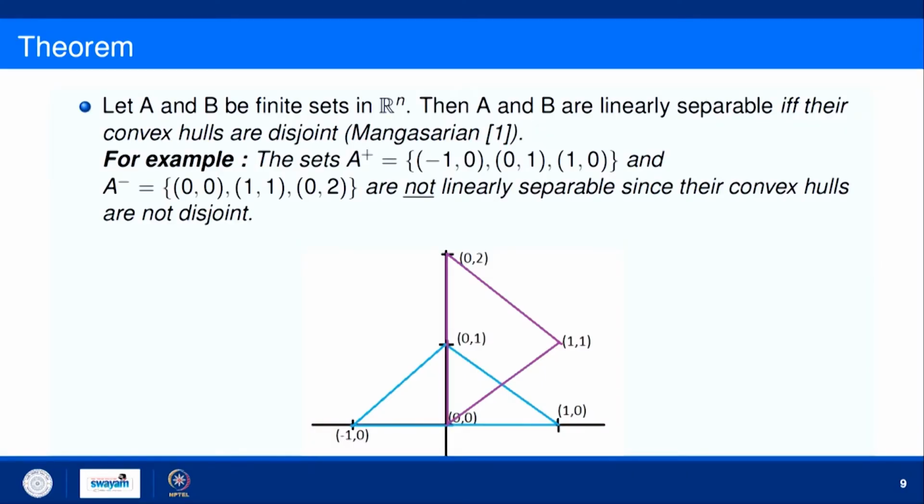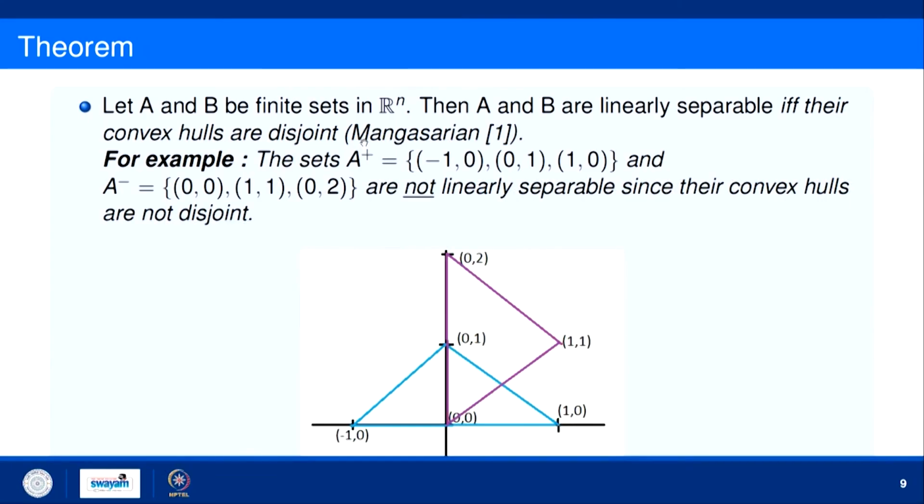So, the first property is given by Mangasarian. What is the property? Let A and B be two finite sets in Rn. Then A and B are linearly separable if and only if their convex hulls are disjoint. So, this is the first property by which we can say whether two classes are linearly separable or not. So, what do you mean by convex hull? Convex hull is the smallest convex set containing that set.